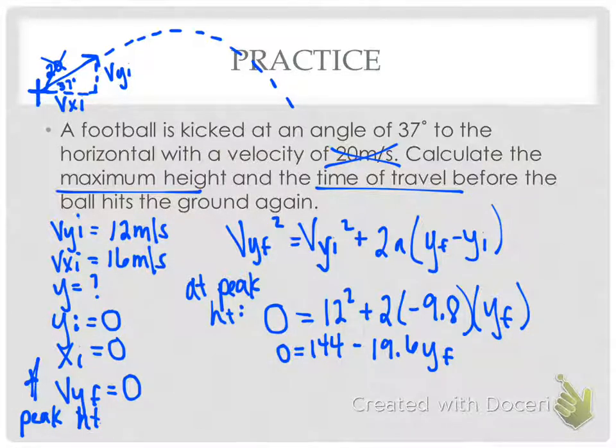So go ahead and do that algebra to solve for y final here. We would then subtract over 144. Please make sure that you don't just add over the 19.6. What should we be doing here? Divide by. We should divide by negative 19.6.